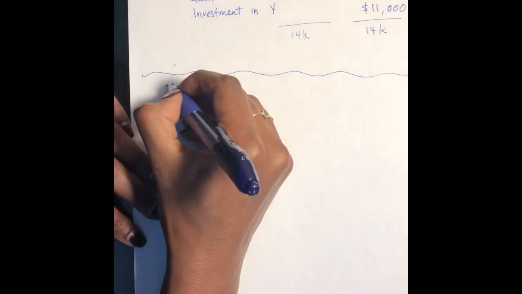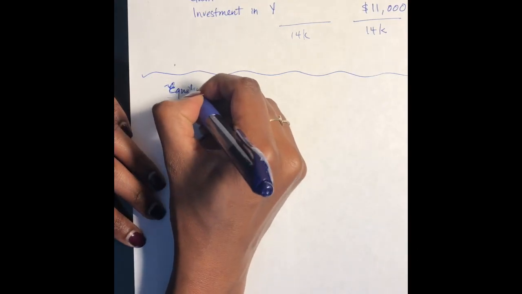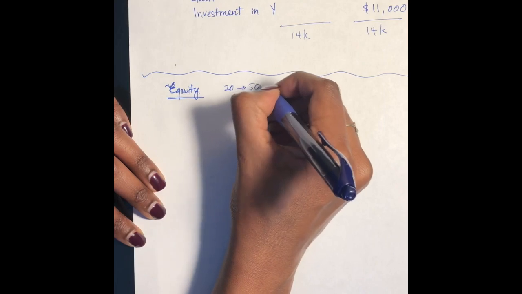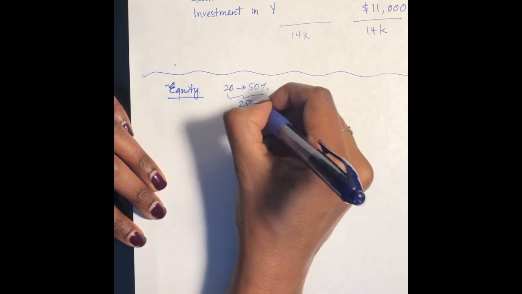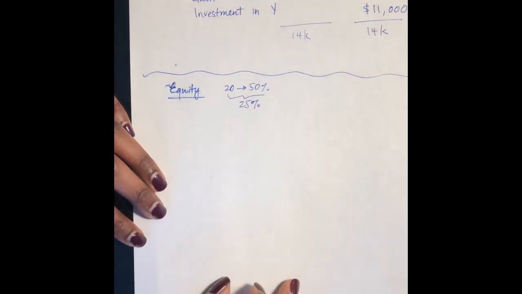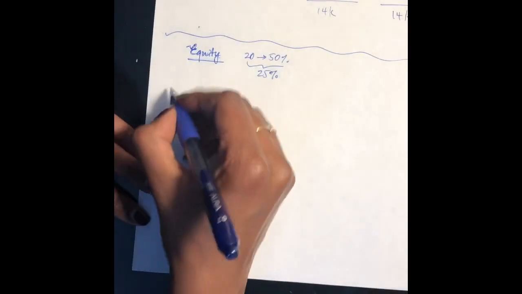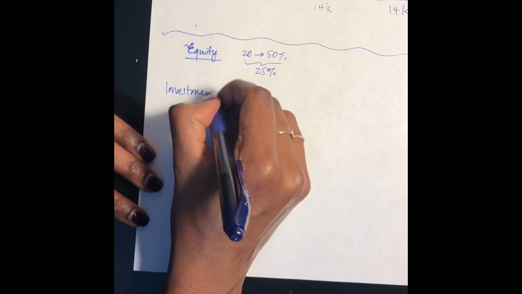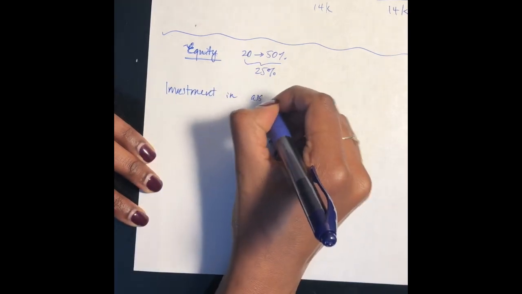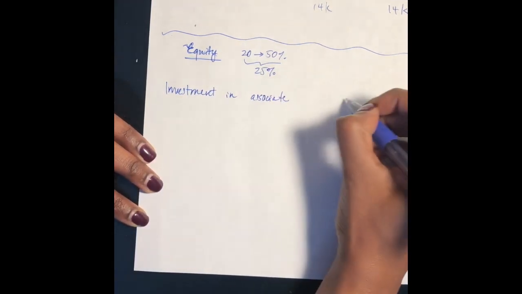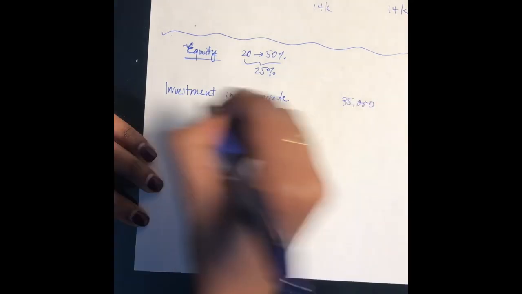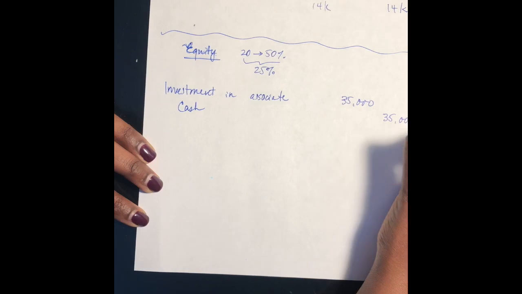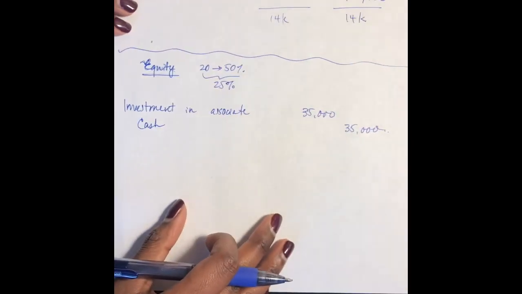So now we are using equity method, because remember, equity is when you own 20 to 50%. And that's where we fall. We now own 25%. So you're going to debit your investment in associate, 35,000, and you paid cash of 35,000.